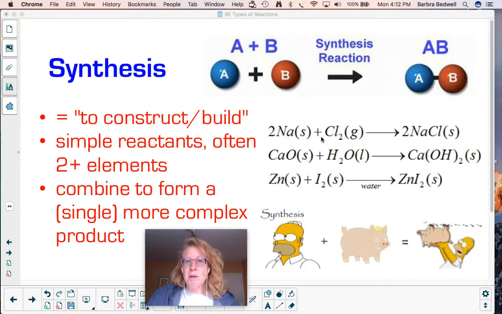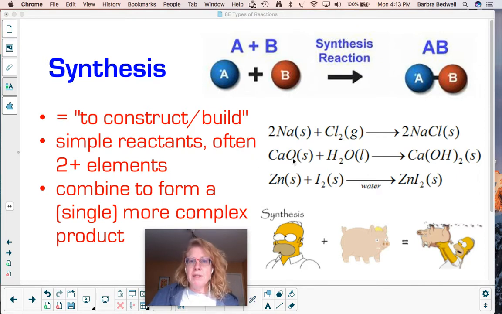The simplest ones are like this top one and this bottom one here, where you have an element plus an element and you're forming a compound. This bottom one here, element plus element, forming a compound. Again, it does not matter that it's diatomic or whether it's metallic, where it's a single element. You still have zinc by itself and iodine by itself. And then here on the right side, you're forming the ionic compound, zinc iodide or sodium chloride.